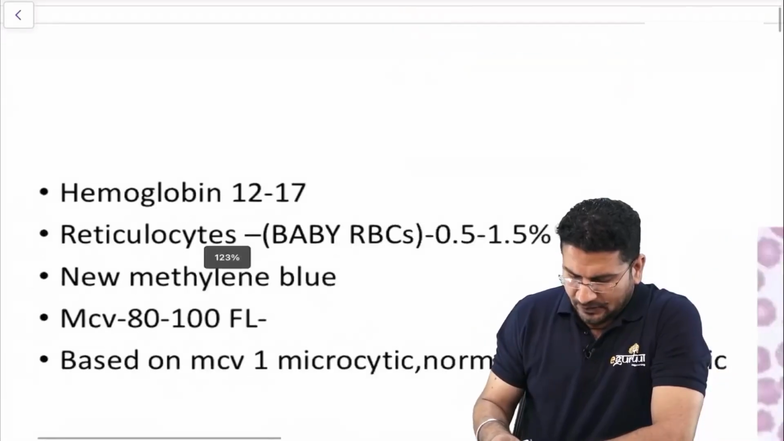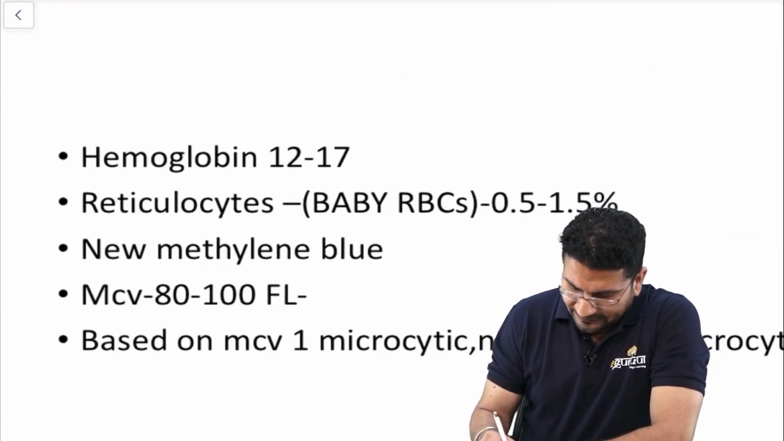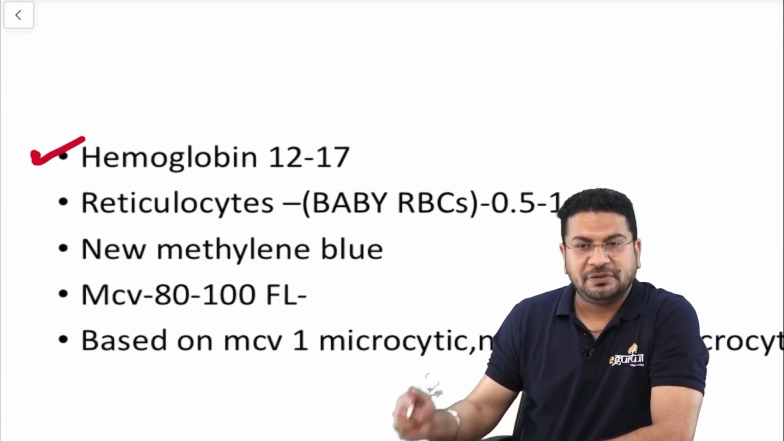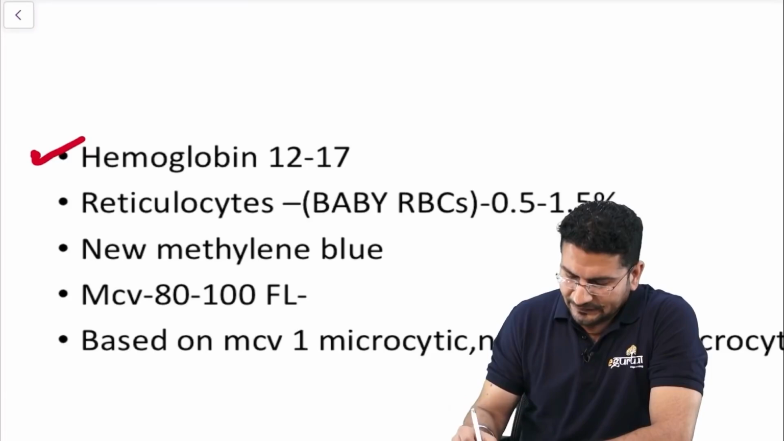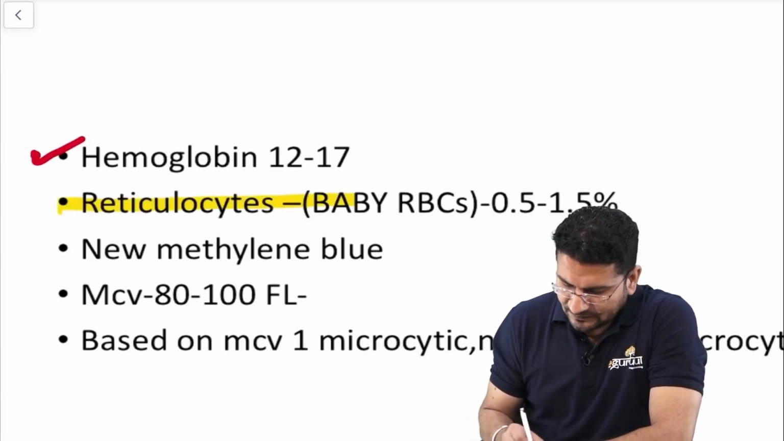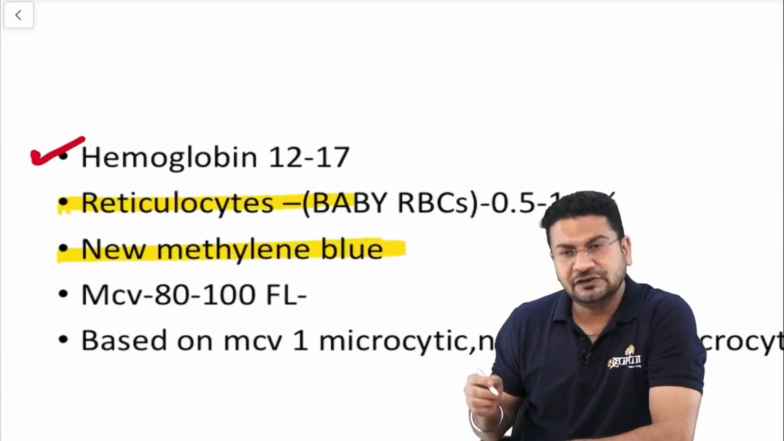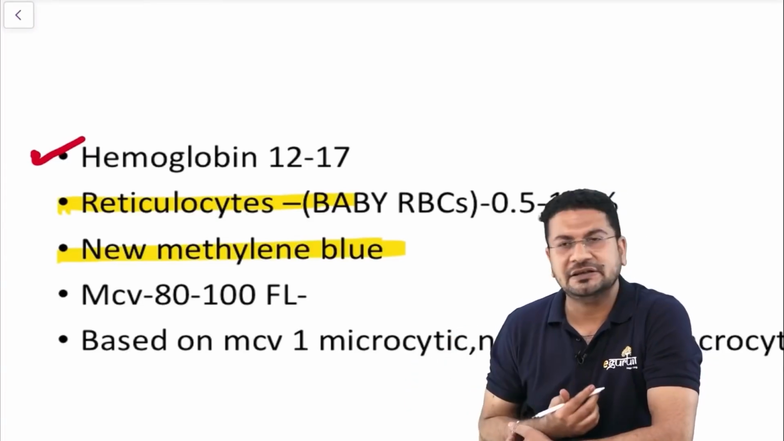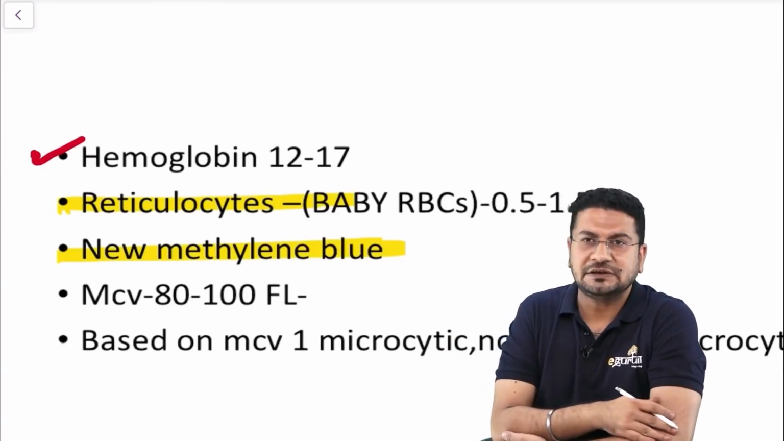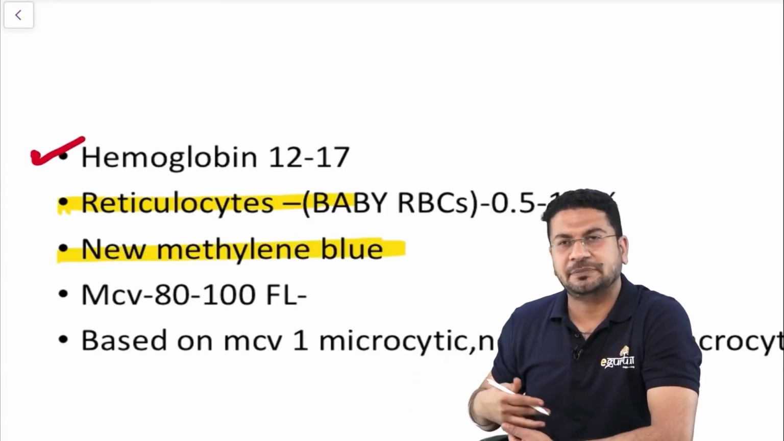Today we will discuss some expected topics and questions for your exam. Hemoglobin level, normal 12 to 17. Baby RBCs, we call them reticulocytes. Reticulocytes are stained by new methylene blue. This will be a revision module, so I'll be moving a little fast. The detailed discussion we will do in separate videos.